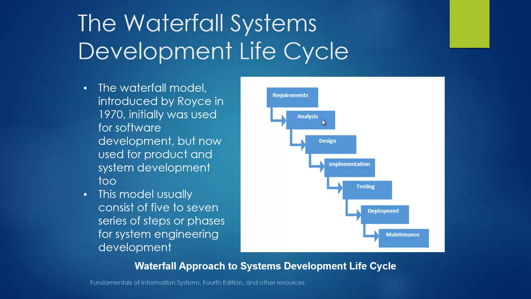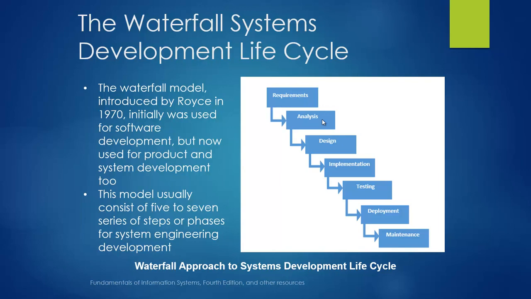The waterfall model was introduced by Royce in 1970. It was initially used for software development, but now it's used for products and system development too. The waterfall model usually consists of 5 to 7 series of steps or phases for system engineering development. It starts with collecting requirements. The second step will be to analyze those requirements or the collected data.